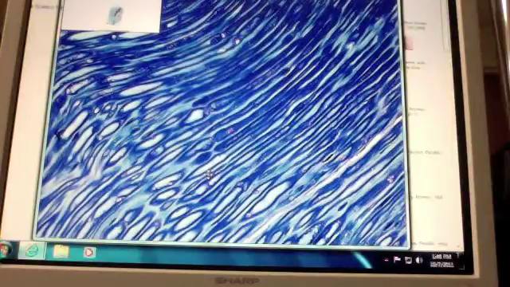Now, what you don't have in a myelinated nerve is multiple axons per Schwann cell. When you have multiple axons per Schwann cell, now you have an unmyelinated nerve. And remember, it is still a Schwann cell. It's considered a Schwann cell because it surrounds the axon.